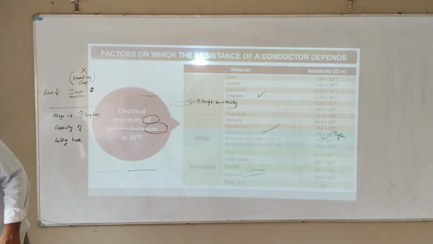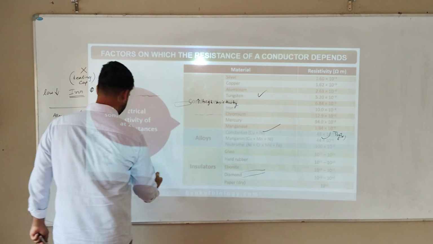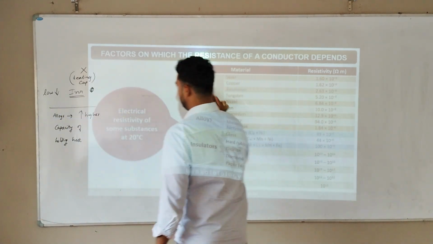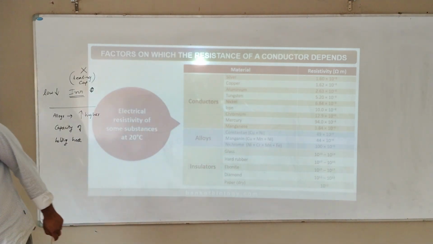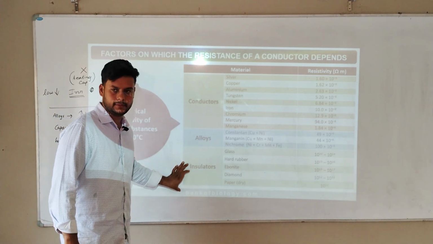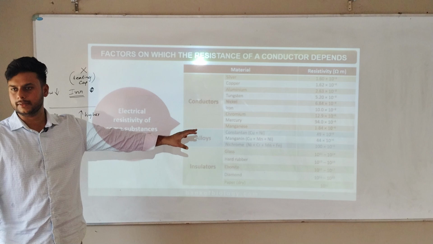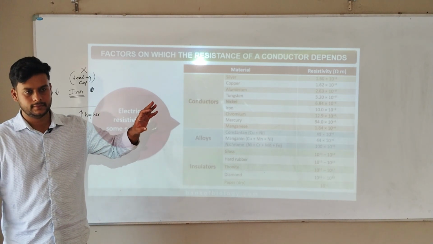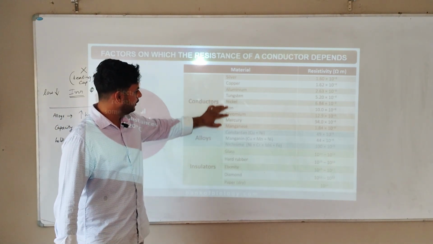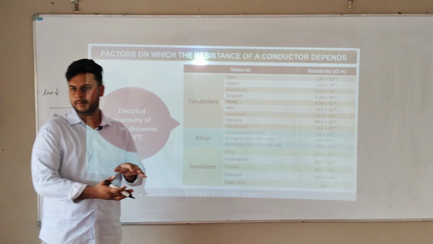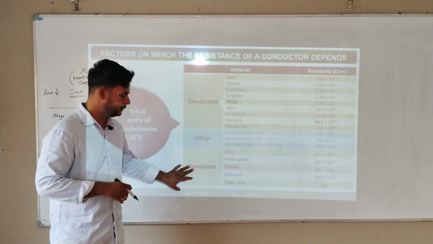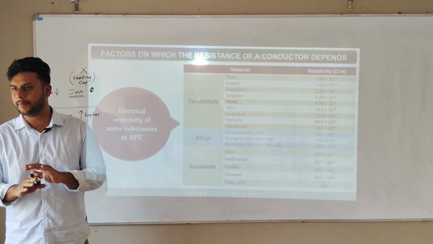So here we have different resistivity according to metals. So conductors, alloys, insulators. Three varieties are there. Conductors means where current can be passed very easily, and it's made up of metals. Alloys means they are mixing metals, and you will get one different thing. That is called an alloy. And lastly, insulators, where current cannot be passed.